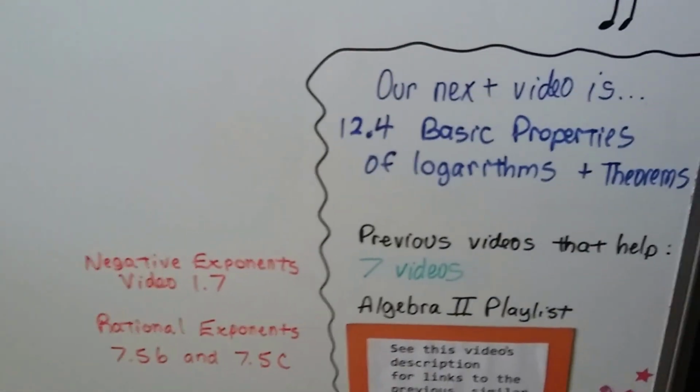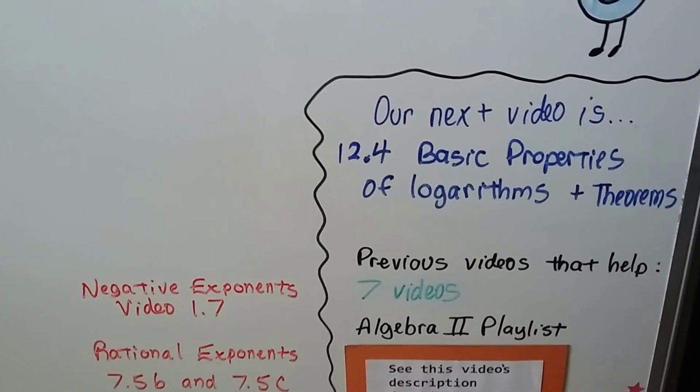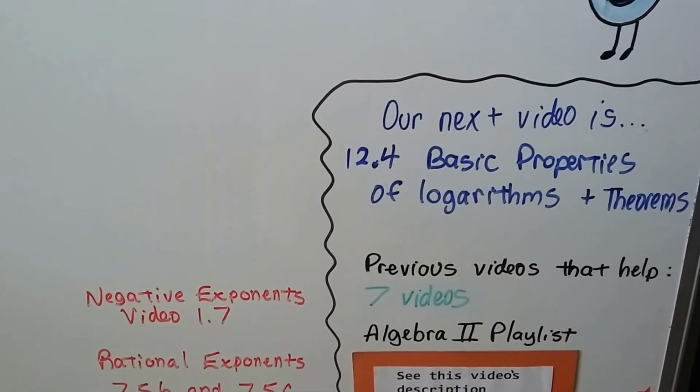Our next video is 12.4. It's the only one for 12.4. There's no A, B, or C. We're going to talk about the basic properties of logarithms, and I have theorems for you.